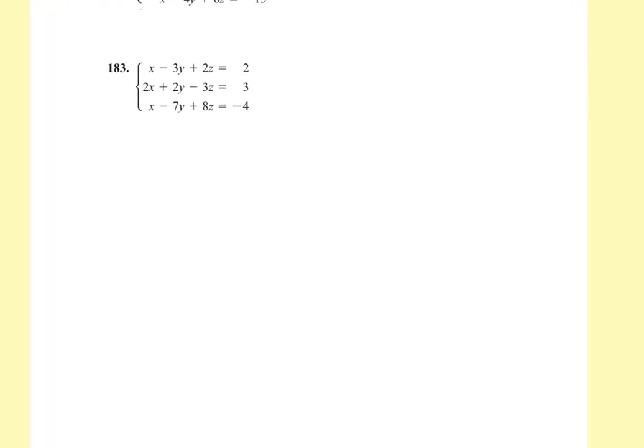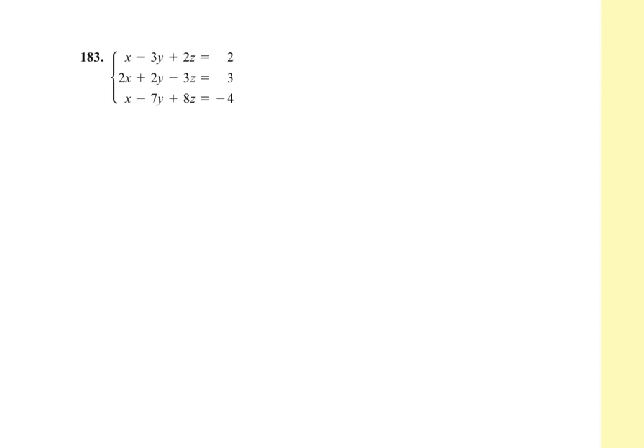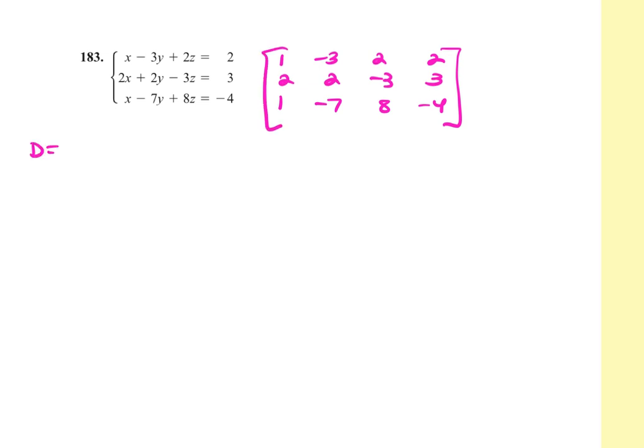All right, so the first thing I want to do is rewrite it in matrix form. So 1, -3, 2, 2, 2, 2, -3, 3, 1, -7, 8, -4. Then to find D, and again, there's going to be a box for each one of these. So you put your work in the box for D, you put your work in the box for D of x, that kind of thing. So for D, you do x's, y's, and z's. So I do 1, negative 3, 2, 2, 2, negative 3, 1, negative 7, 8.